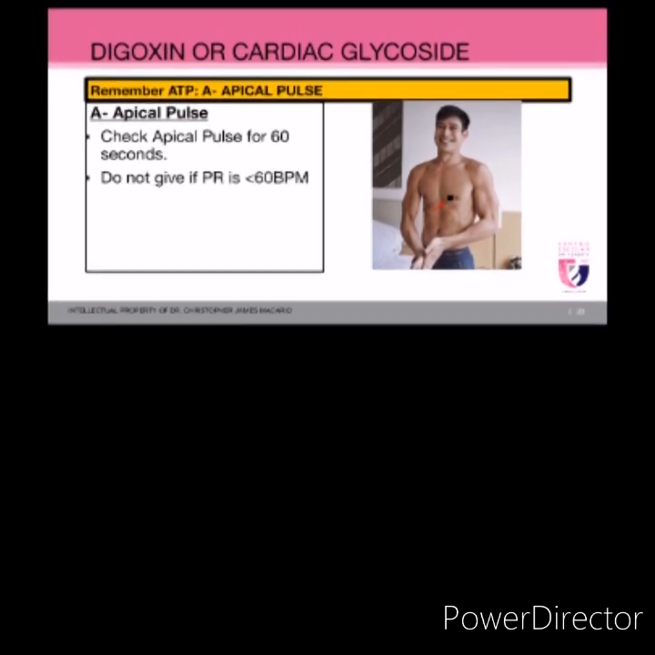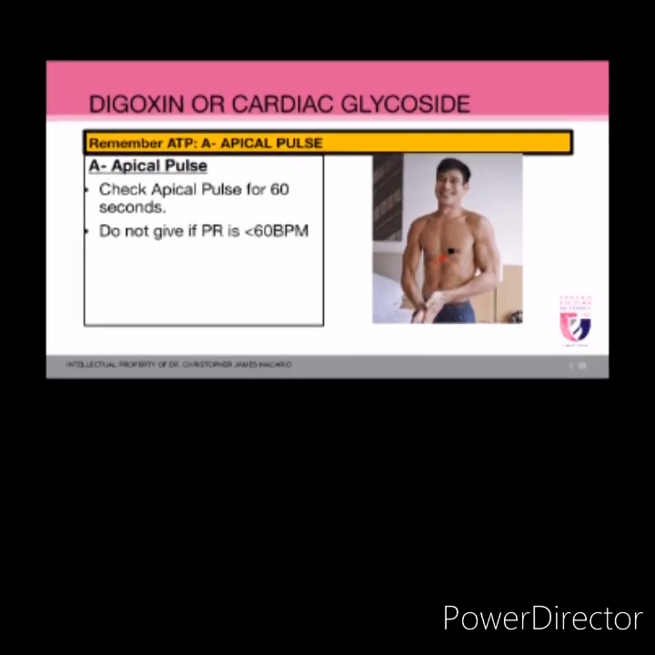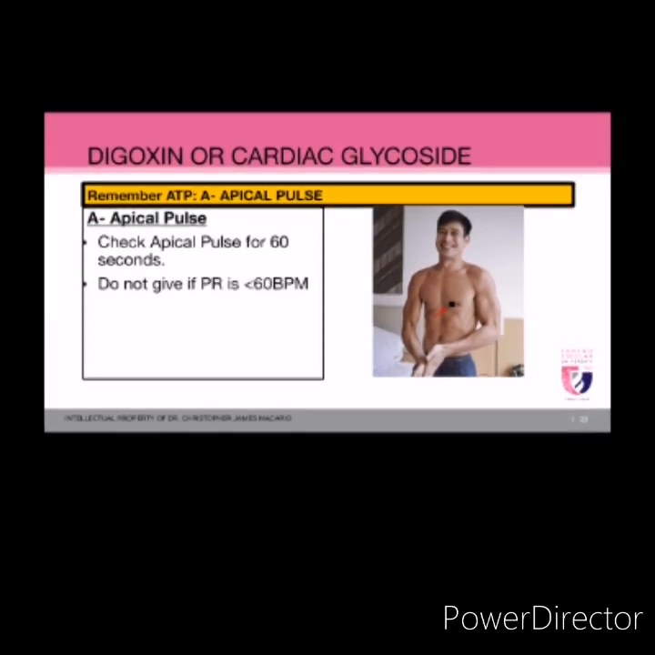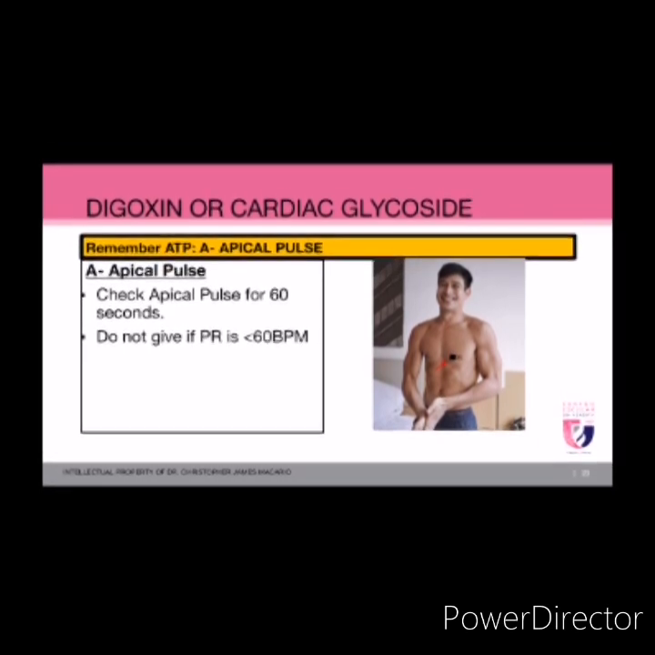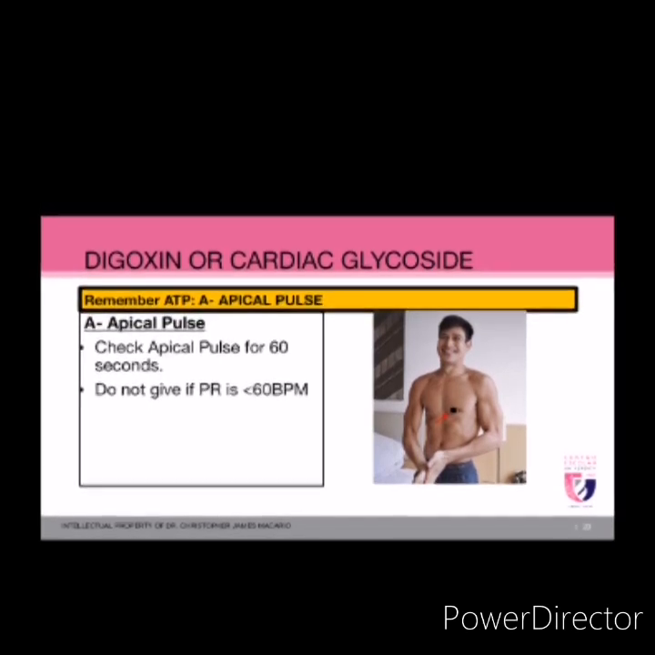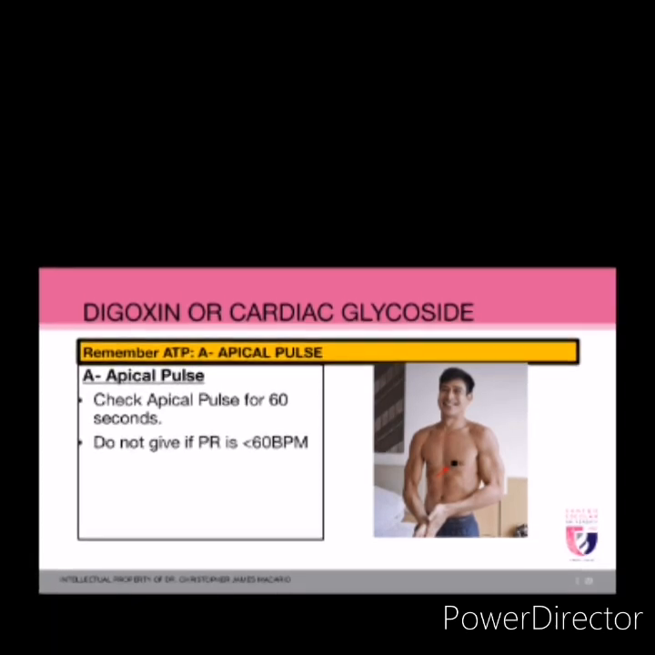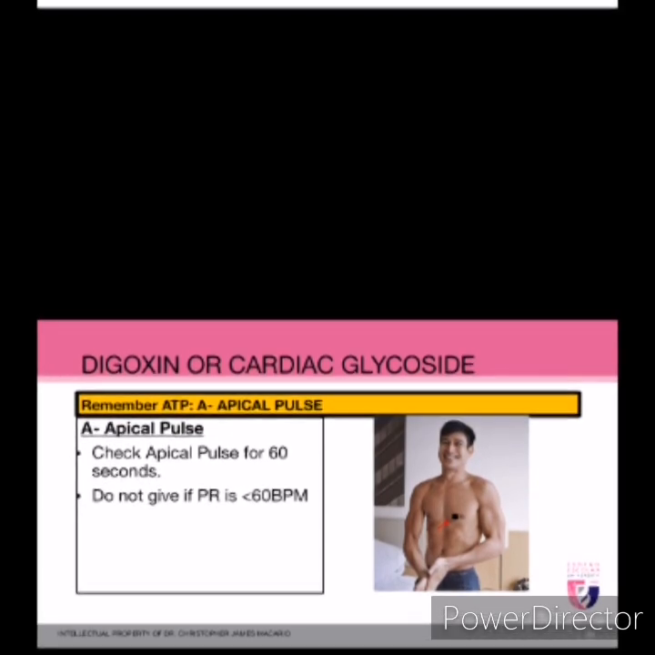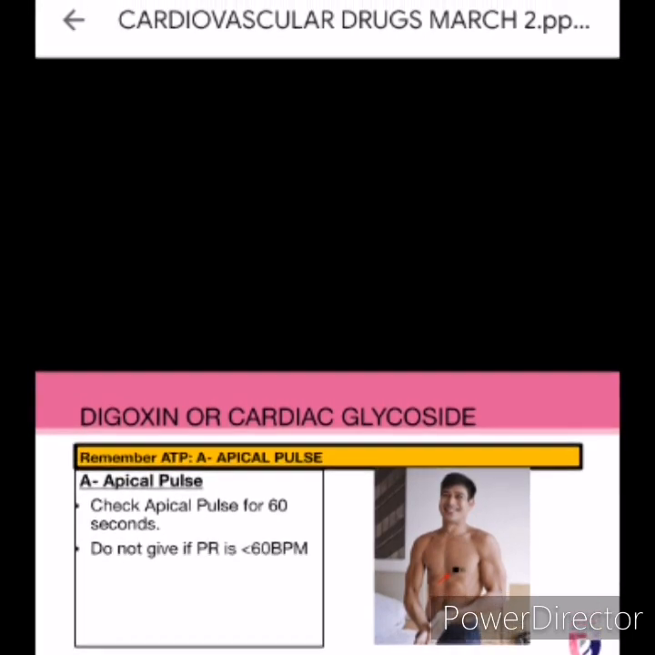A for apical pulse. Check apical pulse for 60 seconds. And do not give if pulse rate is below 60 beats per minute. Why? Kasi nga, one of the things this digoxin does is pinabababa niya yung heart rate. And if we do not hold the drug, kapag masyado nang mababa yung heart rate, mas mababa pa siya, which is, we do not want that. Okay?